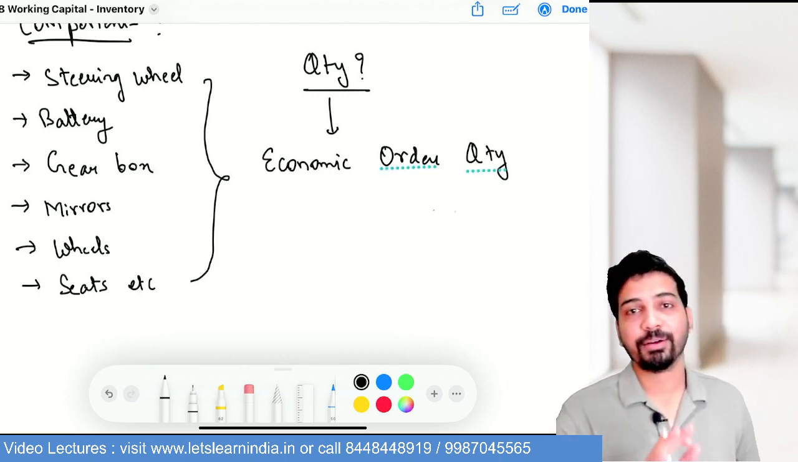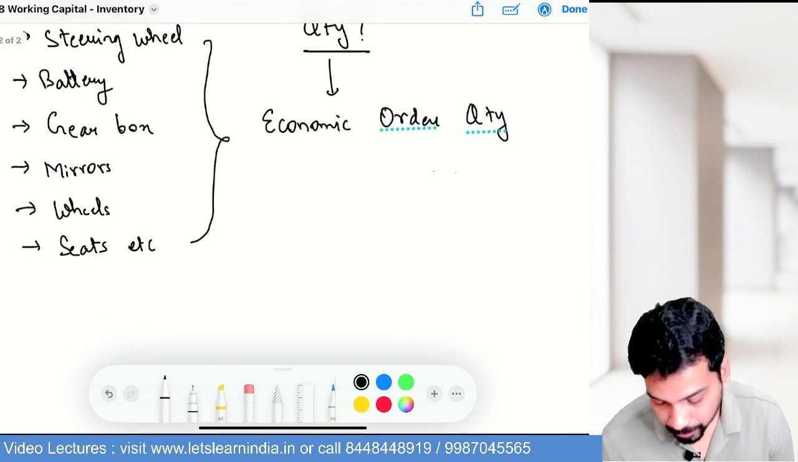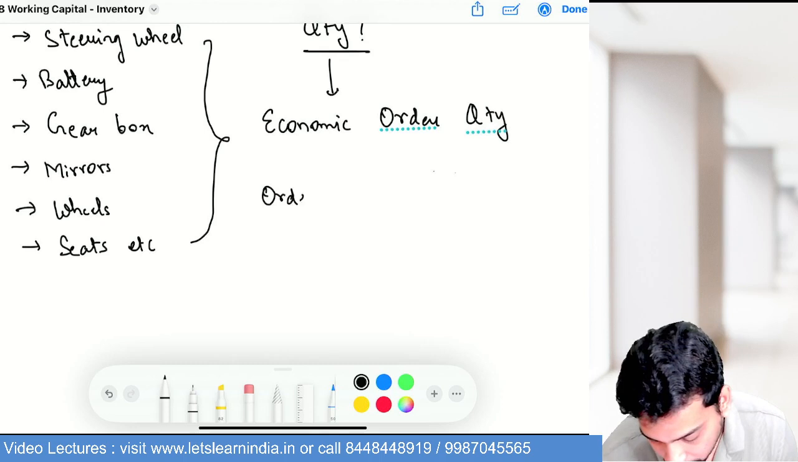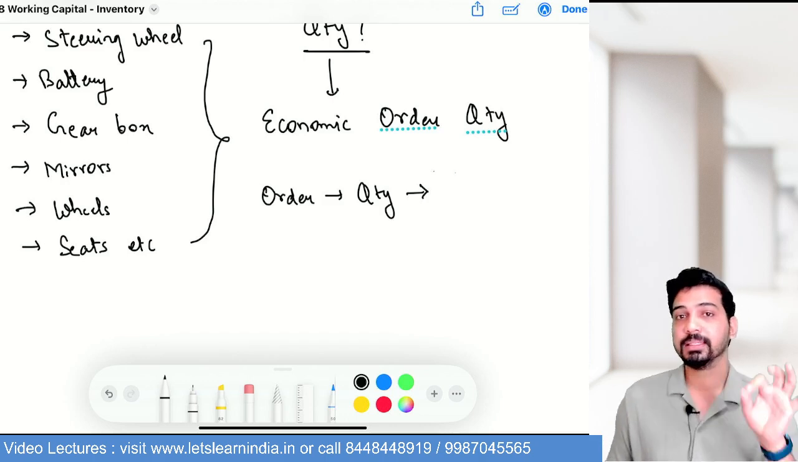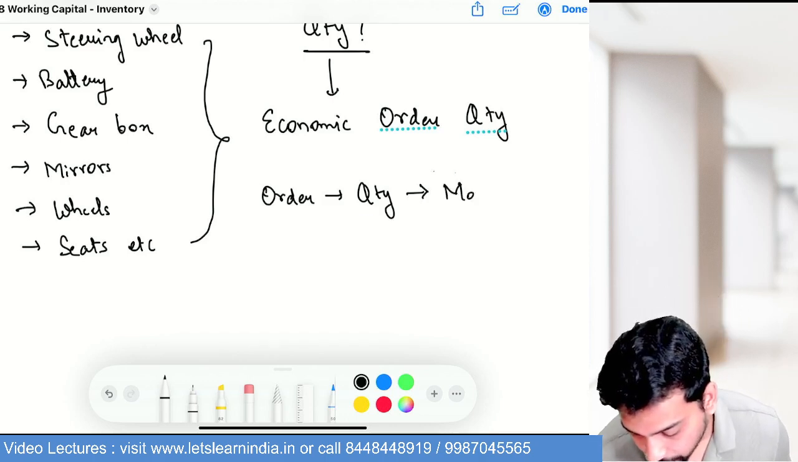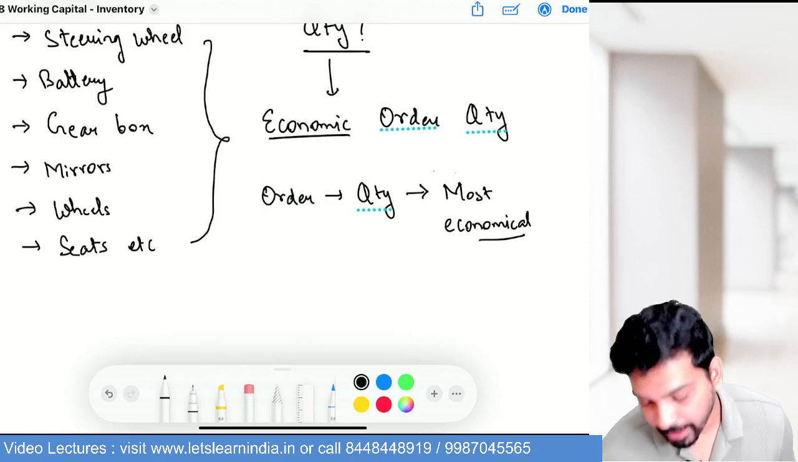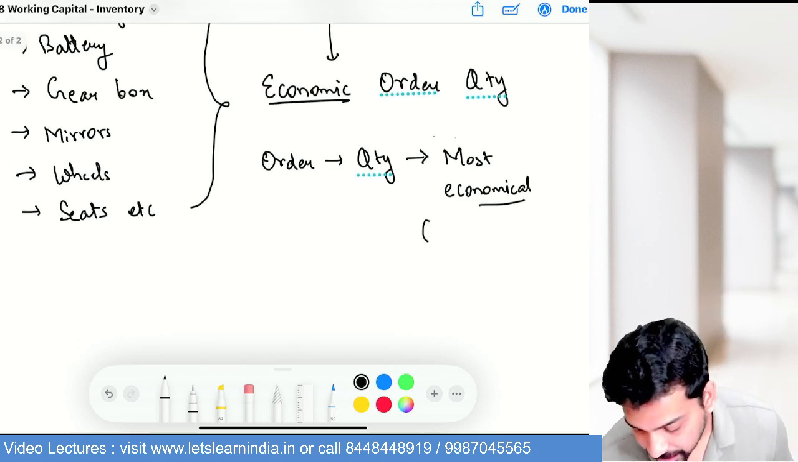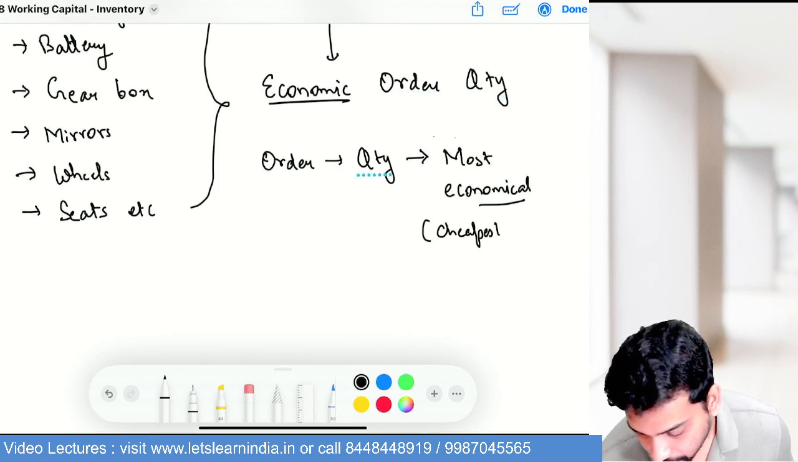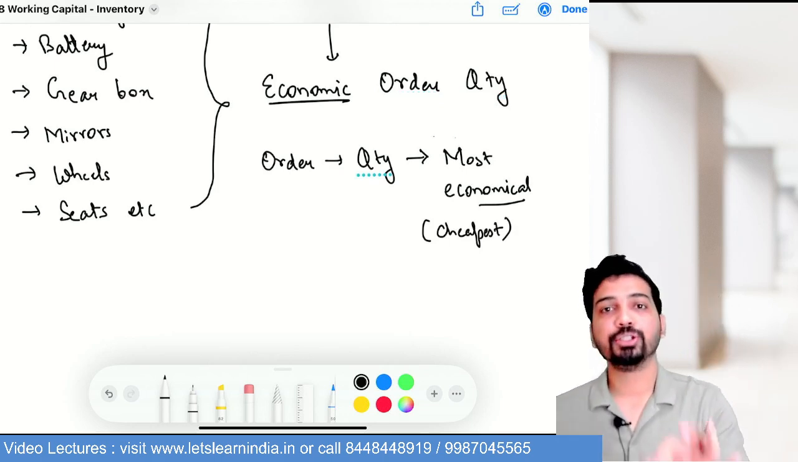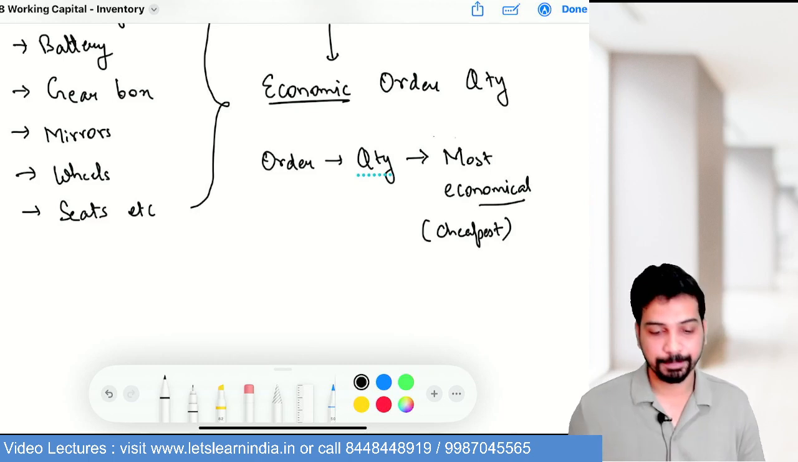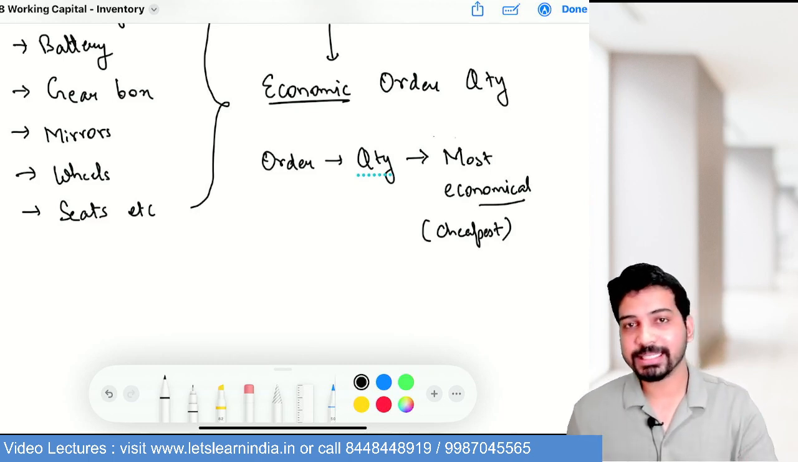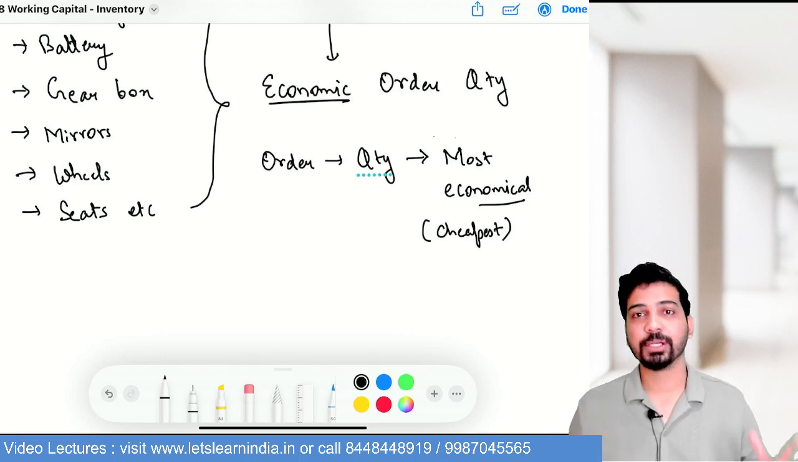Now, the name itself defines the meaning: what quantity you should place in an order so that it is most economical. Economic means cheapest. So what quantity you should place in an order so that your total cost is lowest or cheapest, correct?